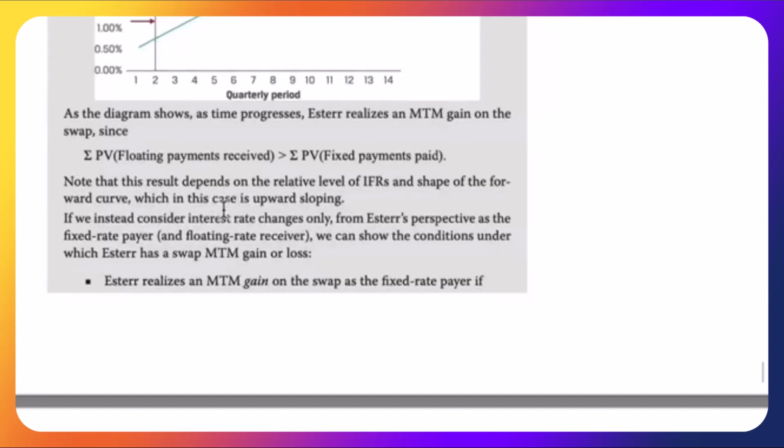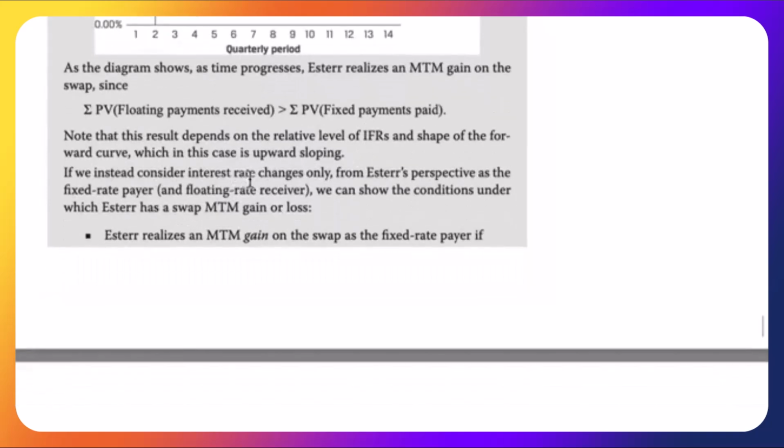Note that this result depends on the relative level of the implied forward rates and the shape of the forward curve, which in this case is upward sloping. And if it were flat, then we would find that the fixed rate would equal every single implied forward rate. If it were downward sloping, it would be the opposite way around. So this conclusion is just because we have an upward sloping curve.